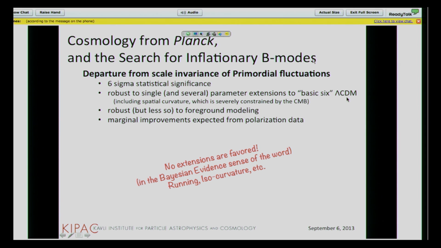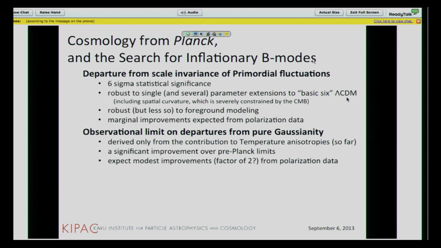So just to summarize real briefly where we are, from Planck essentially alone, what have we learned about inflation? Well, we have the departure from scale invariance of the primordial fluctuations, which is highly statistically significant and robust to single and several parameter extensions to the basic six-parameter lambda CDM models. They're robust to foreground modeling, and you might expect marginal improvements next spring from the polarization data. But it's not dramatically going to change the picture of where n_s is at.